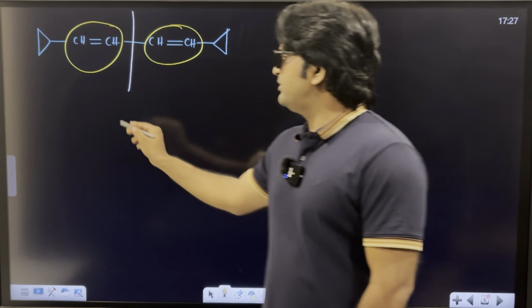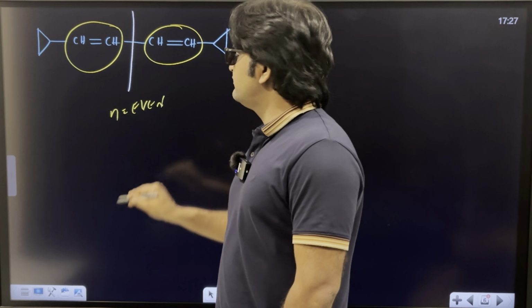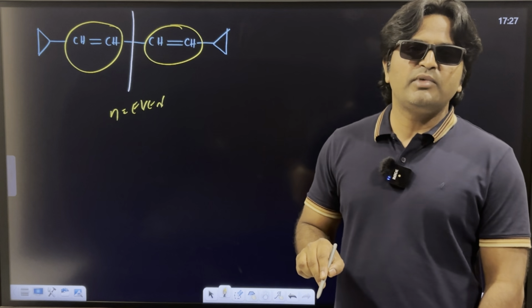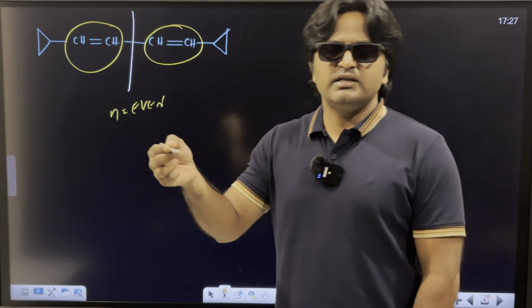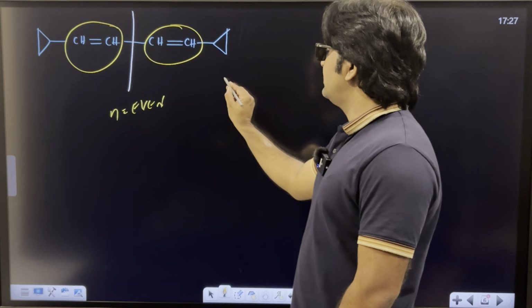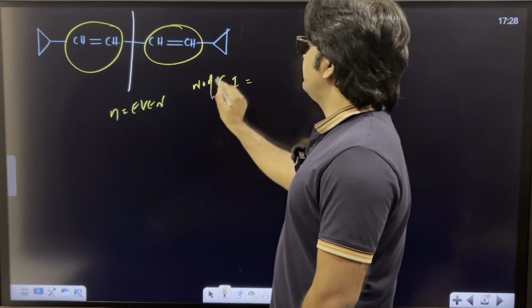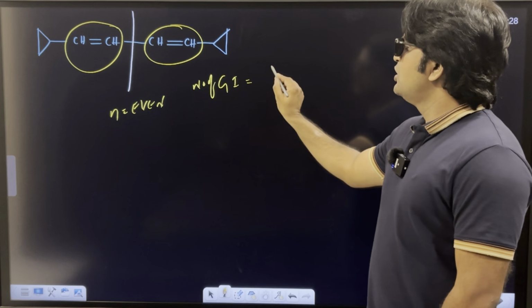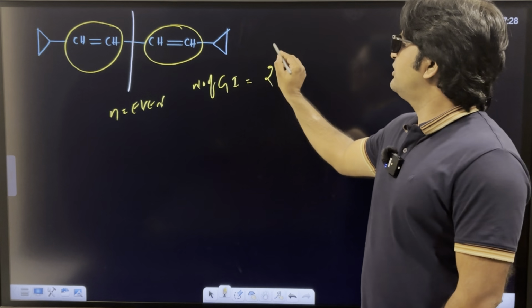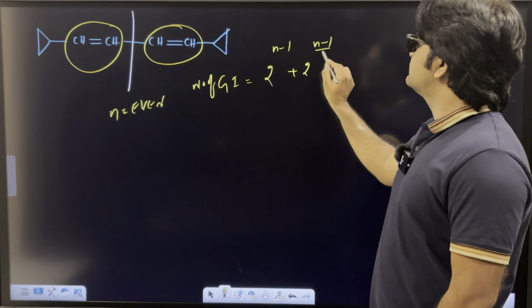But what is the formula? If n value is even, here I am taking like this. What is the n value? N value is even. And what is the nature of your molecule? Symmetrical molecule or unsymmetrical molecule? Your molecule is a symmetrical molecule. Then how to apply the formula? Number of geometrical isomers equals 2 to the power of n minus 1 plus 2 to the power of n minus 1 by 2.